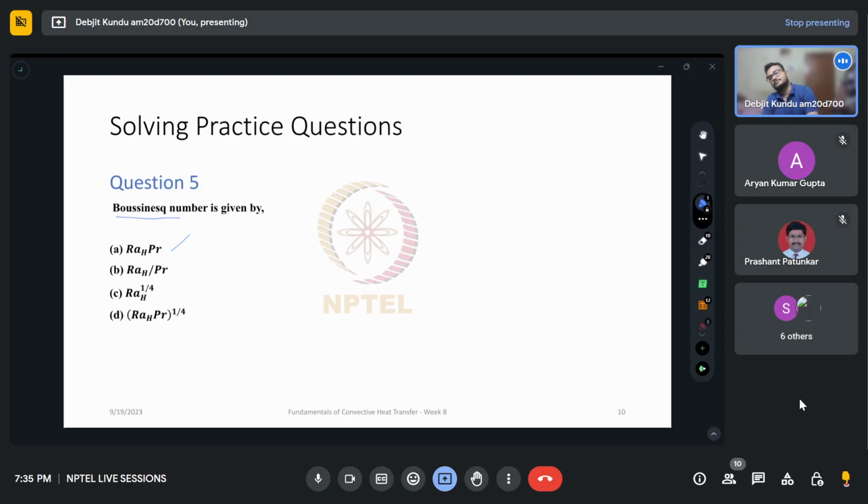So, is it given by option A, Rayleigh number into Prandtl number? Option B, Rayleigh number divided by Prandtl number? Option C, Rayleigh number to the power 1/4? Or option D, Rayleigh number into Prandtl number to the power 1/4?